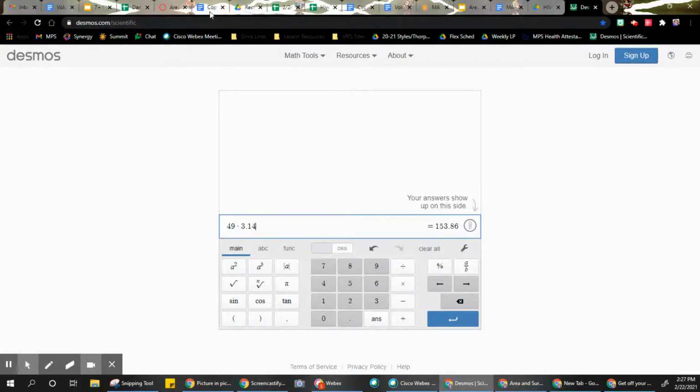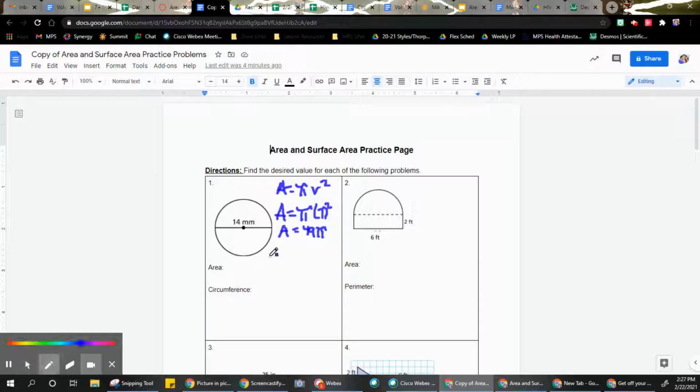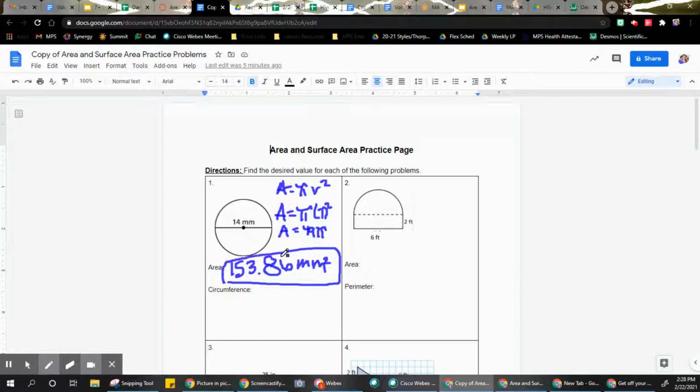So then I'm going to go back to my notes here, and I know my area is equal to 153.86, and I always have to use my units, which are millimeters, and since it is area, it's going to be millimeters squared. So there's my first one, which is my area. Now it's time for me to move on to my circumference. The formula for circumference is C equals pi d, with d being the diameter. So I'm going to do C equals pi times 14.